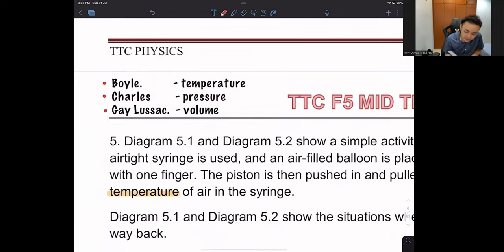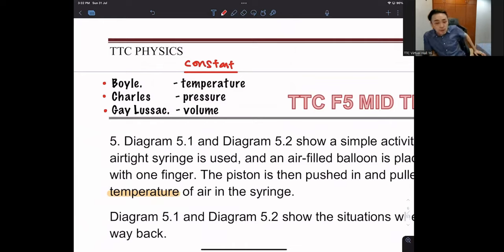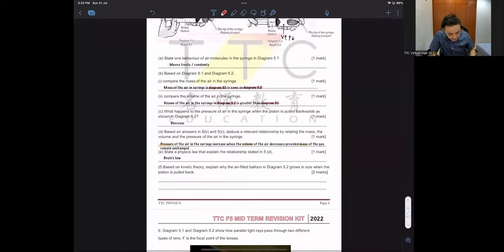Okay, so three things here. These are all the constants. Remember, the constant is to, number one, form the formula faster, and number two, to recognize what formula to use faster as well. Boyle's law is temperature constant, Charles' law is pressure constant, and Gay-Lussac's law is volume constant. Okay, next.